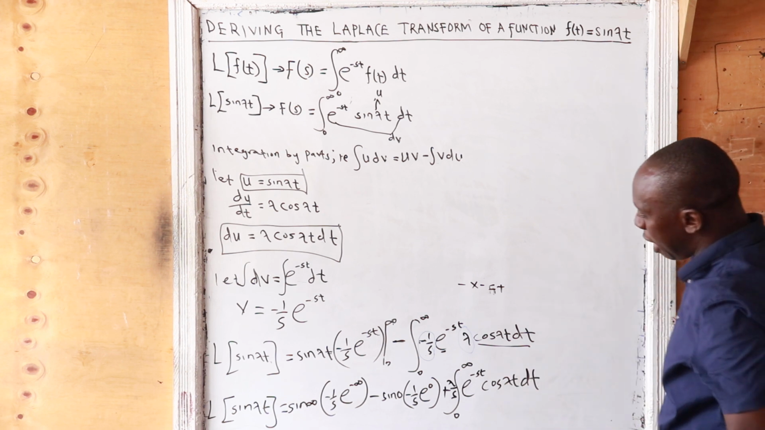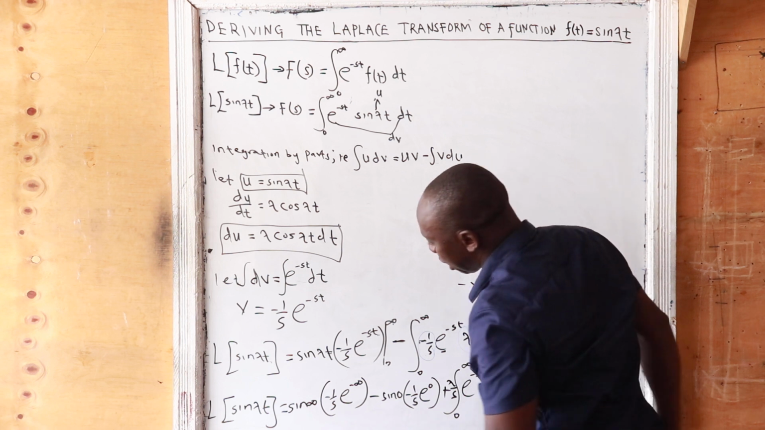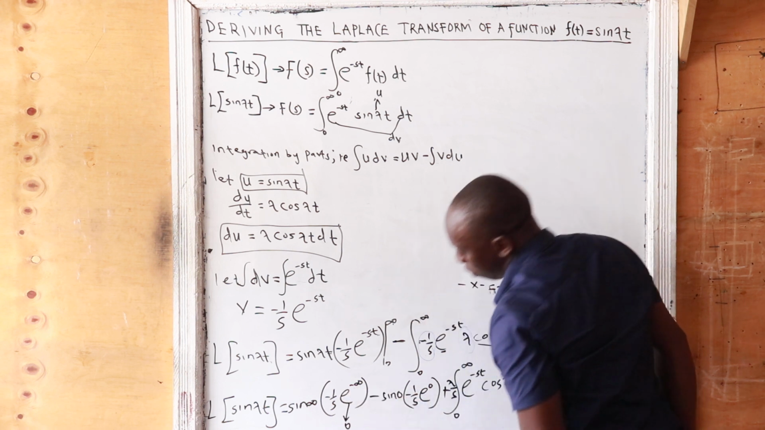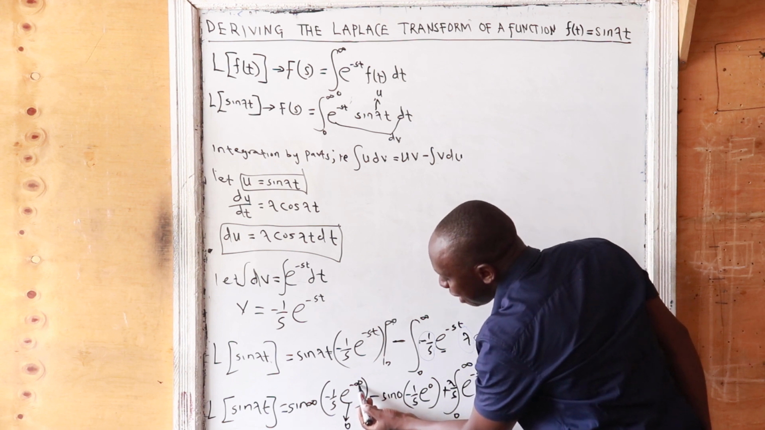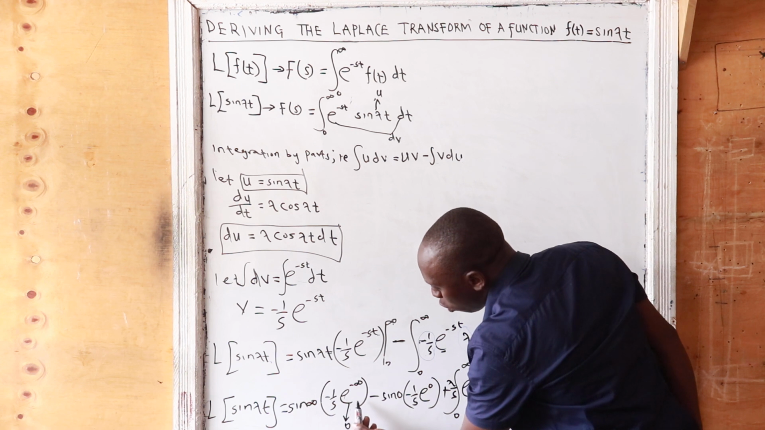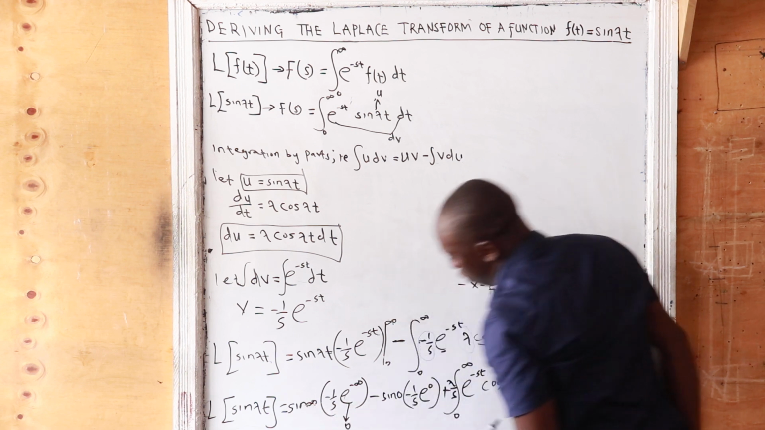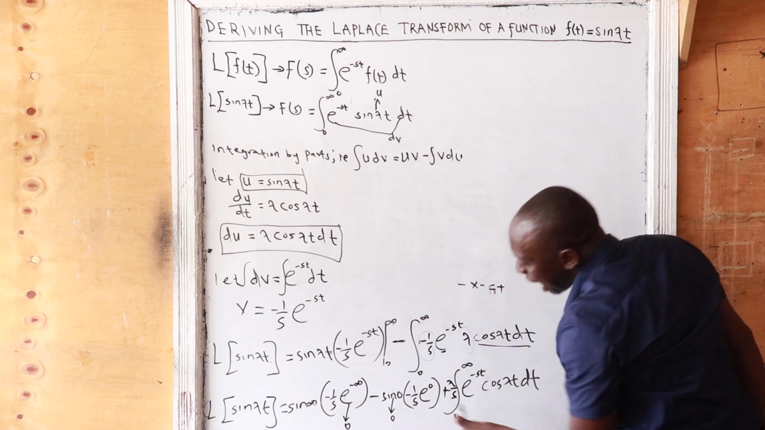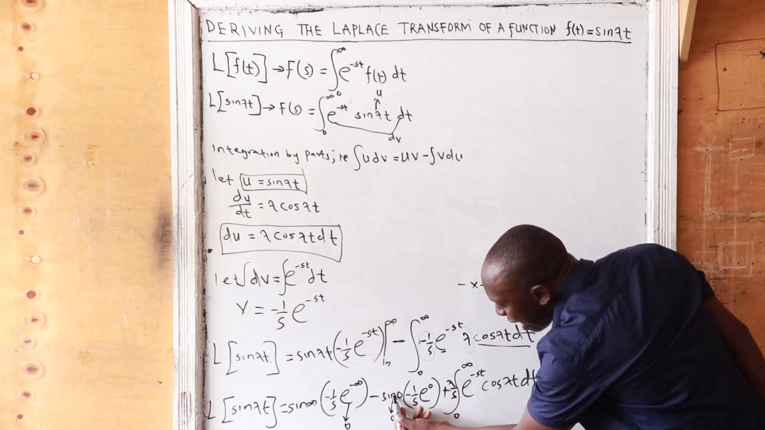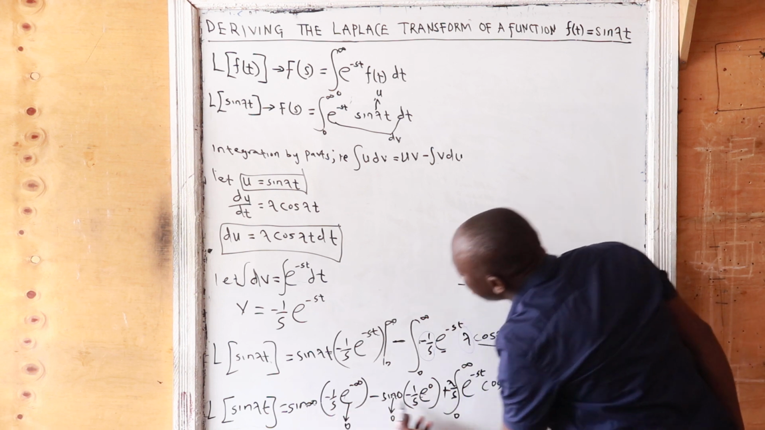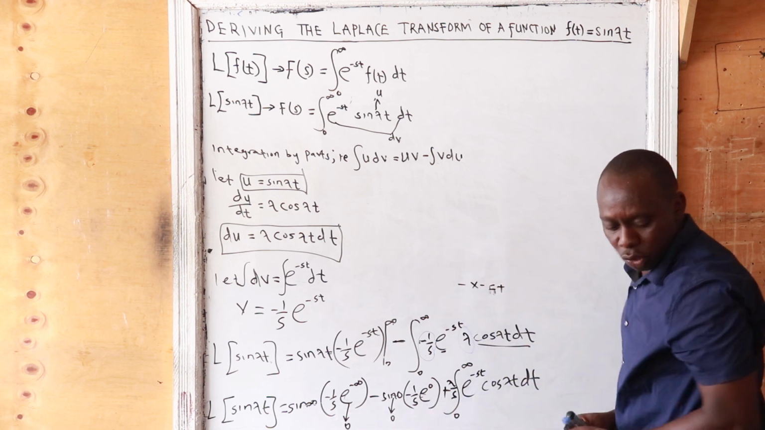Now, let's start replacing. Exponential minus infinity is 0. When you multiply 0 with anything, you get 0. So the whole of this is 0. Sine 0 is 0. Sine 0 being 0, when you multiply it with anything, you get 0. The whole of this is 0.